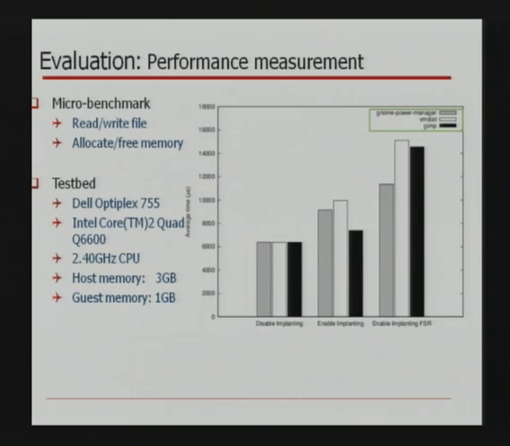So we choose three processes as victim processes. The first one is nm-applet power manager, the second one is vmstat, and the third one is GIMP. In the first case, we just disable the implanting and run our benchmark directly inside a virtual machine and use this as a base benchmark.